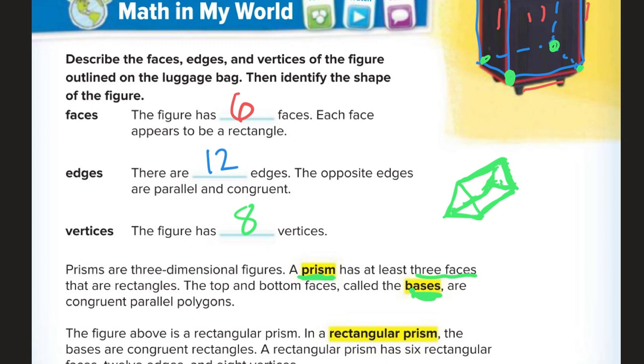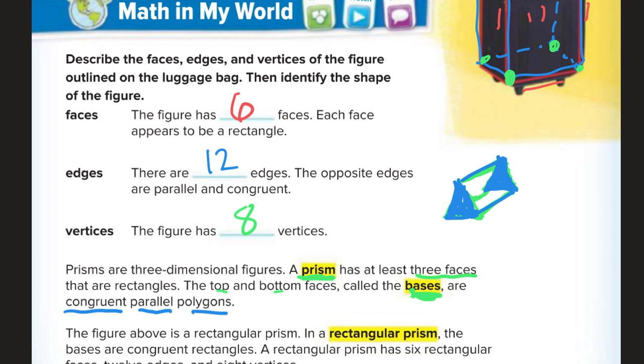And this second part where it says the top and bottom faces are called bases, that would be this triangle here. That's why it's called a triangular prism. We've got a triangle base here, and then this triangle base would be at the top of the prism. Those are congruent and parallel polygons. So we could have a square prism if the bases were squares, or a hexagonal prism if the bases were hexagon shaped. We could have many different shapes, but they're the same thing because the sides are rectangles.